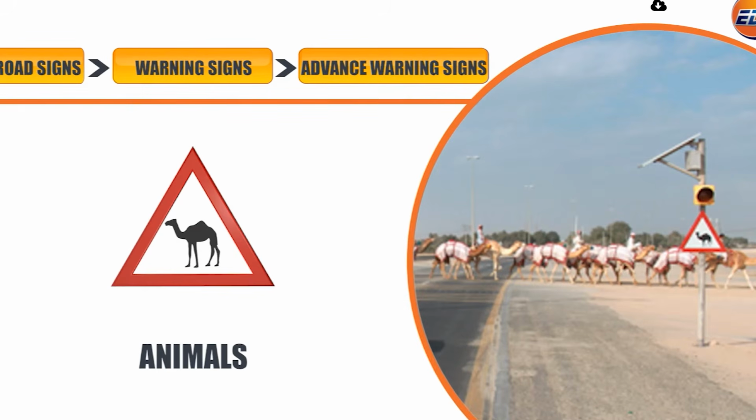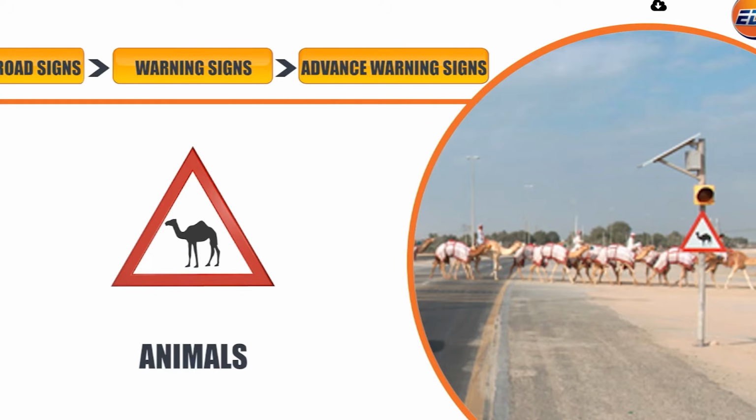Animals. A sign with a picture of an animal, such as a camel, warns drivers that animals may be on the road. The symbol on these signs may also represent sheep or goats. It can be seen near animal farms, outside city limits, or mountain areas.